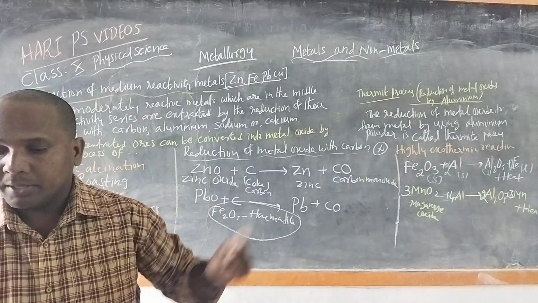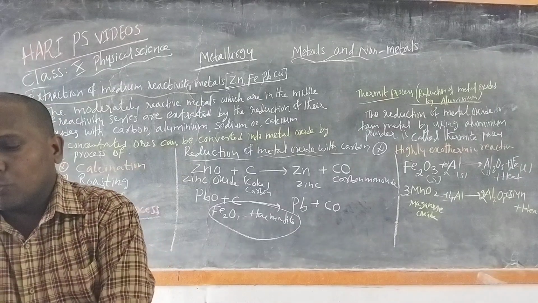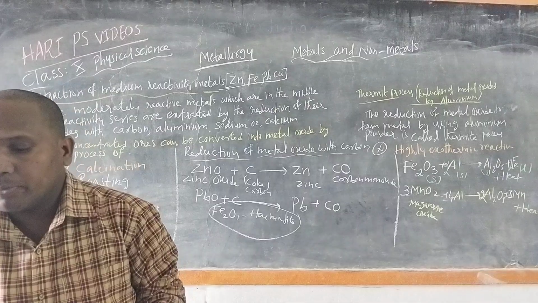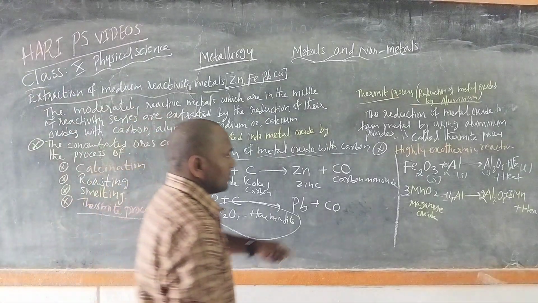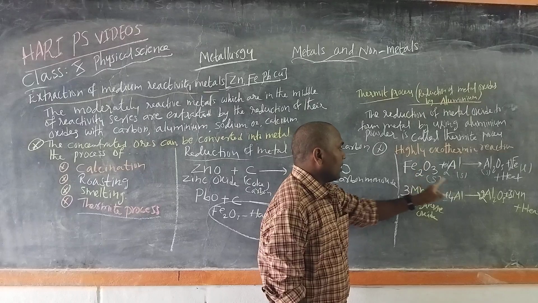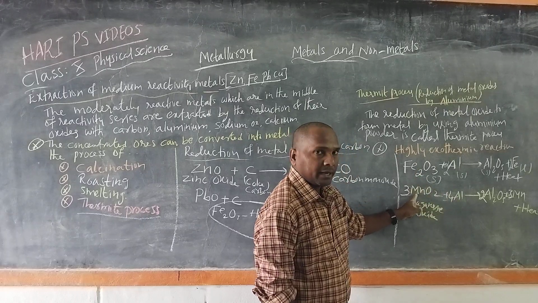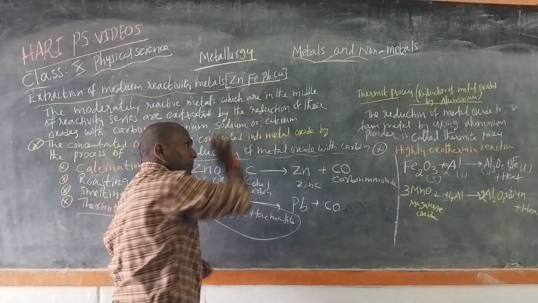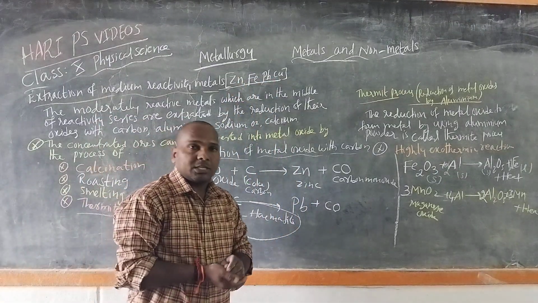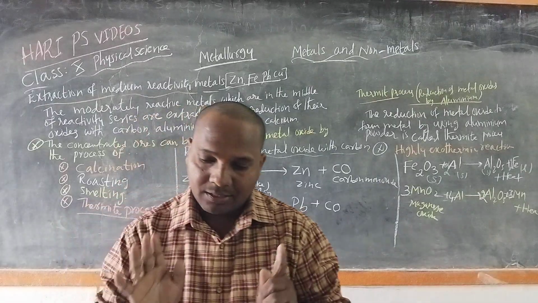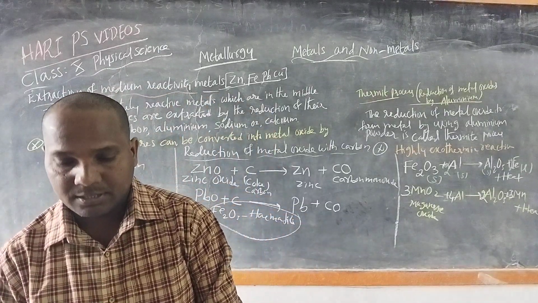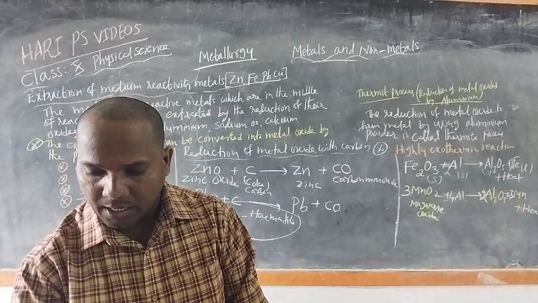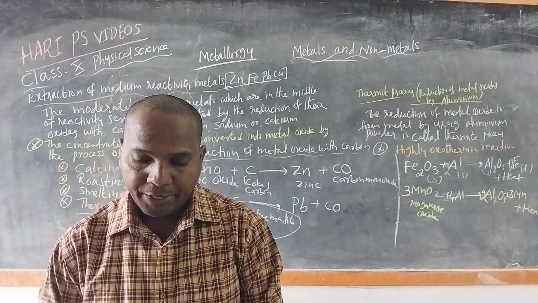This method is also called reduction of ores or compounds by more reactive metals. Aluminum is more reactive than iron, magnesium, zinc, lead and copper. Especially in the case of aluminum, that process is called the thermite process. A more reactive metal like aluminum can also be used as a reducing agent.